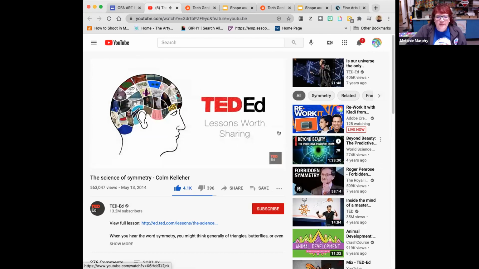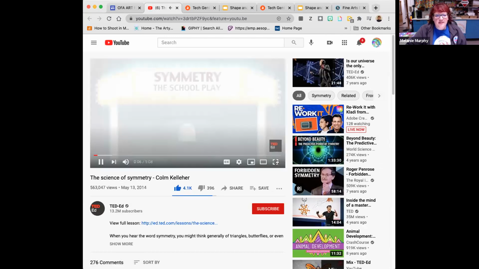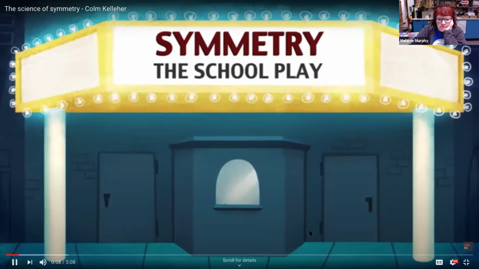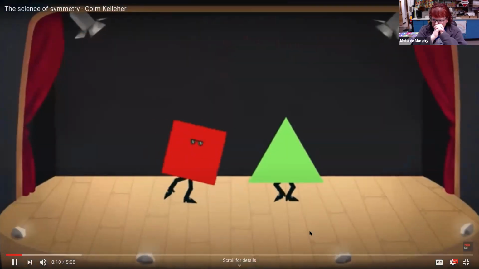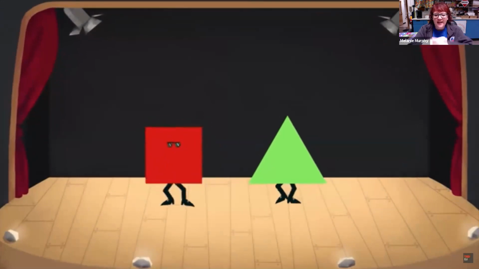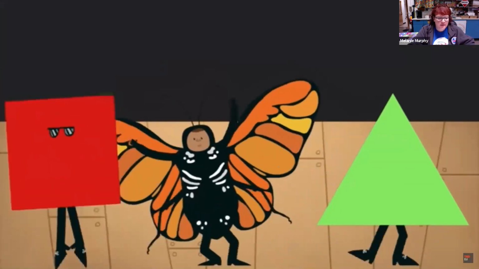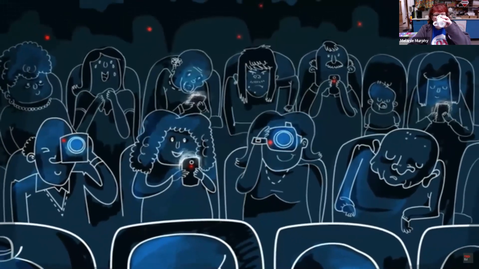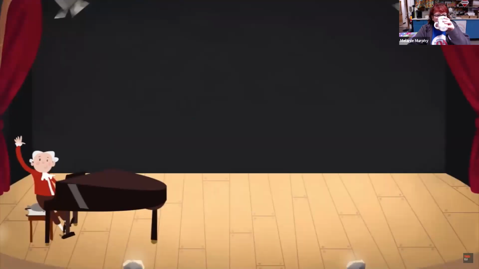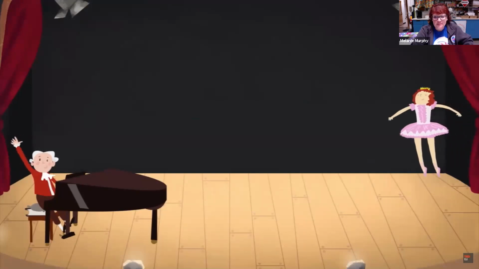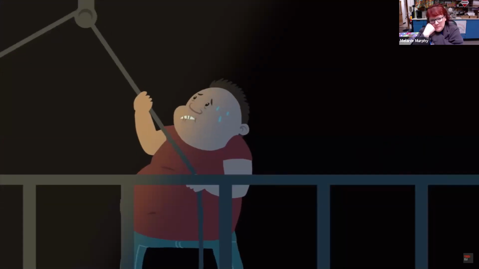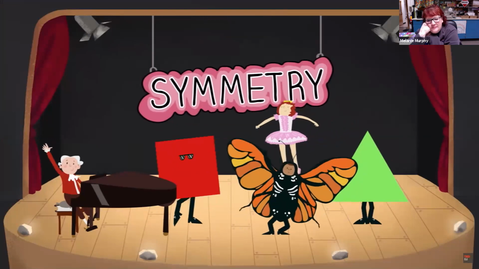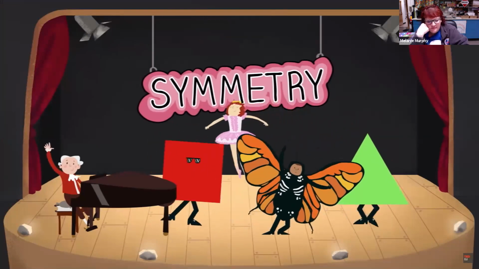This right here is a little more about the science of symmetry. When you hear the word symmetry, maybe you picture a simple geometric shape like a square or a triangle, or the complex pattern on a butterfly's wings. If you're artistically inclined, you might think of the subtle modulations of a Mozart concerto or the effortless poise of a prima ballerina. When used in everyday life, the word symmetry represents vague notions of beauty, harmony, and balance.